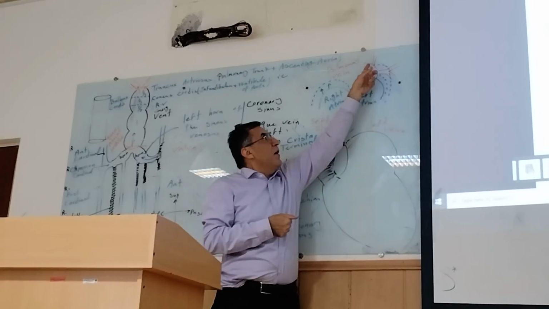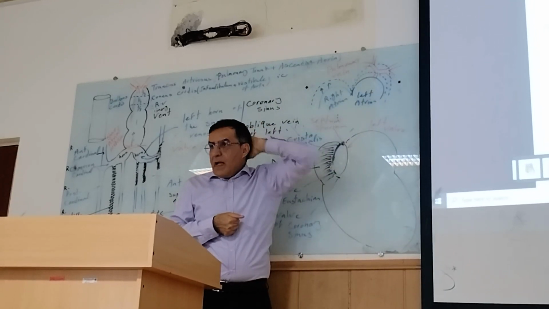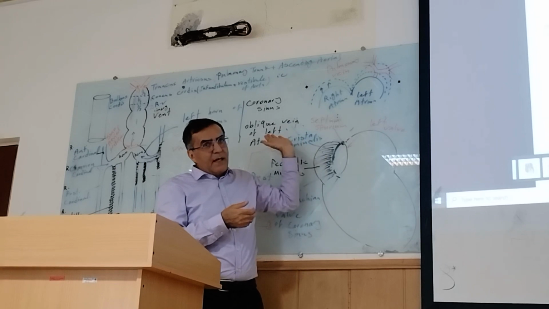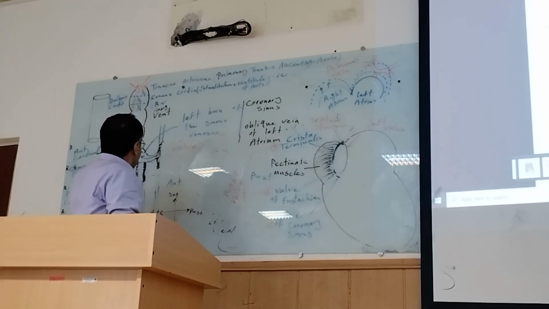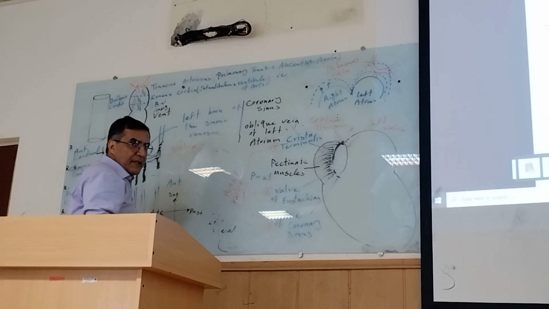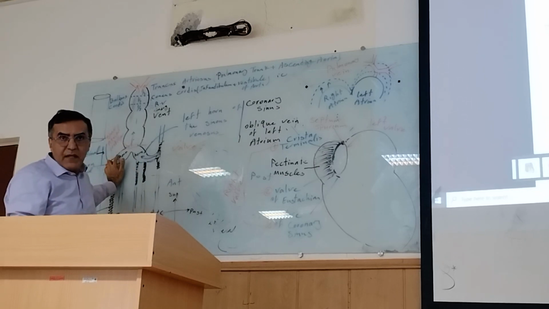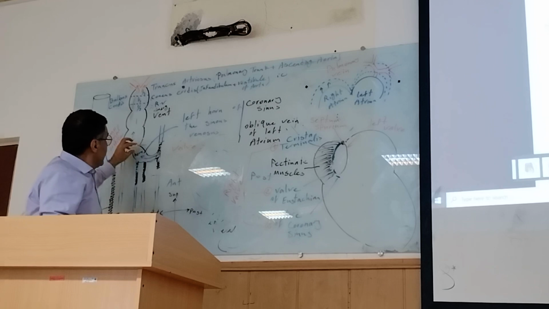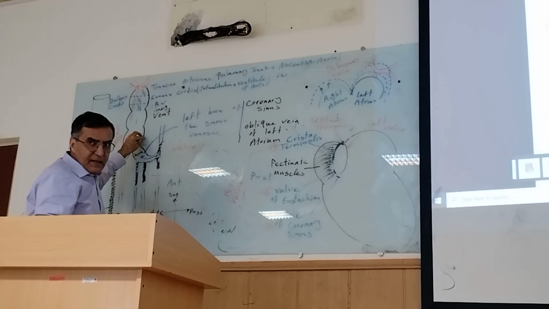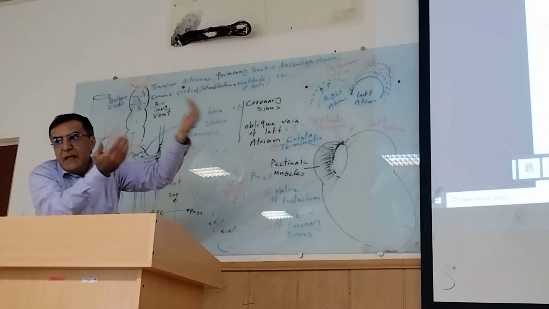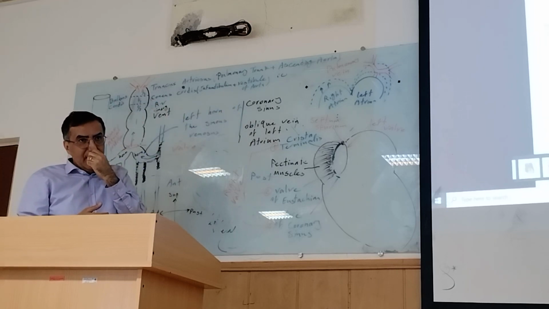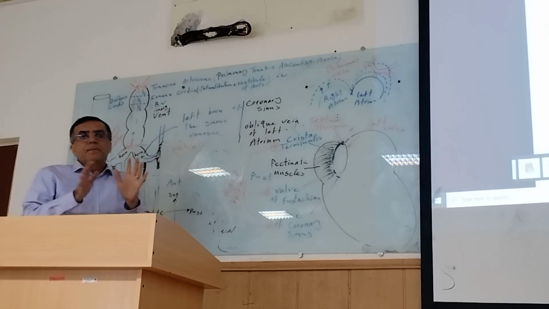There are veins. As a result, like the right side, in the right side the right horn of the sinus venosus comes inside the right atrium. In the left side, the pulmonary veins come inside the left atrium. We say that. Look at it.